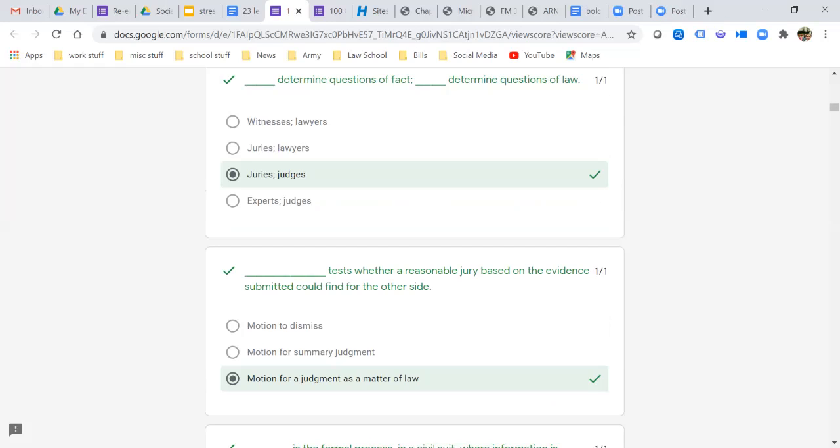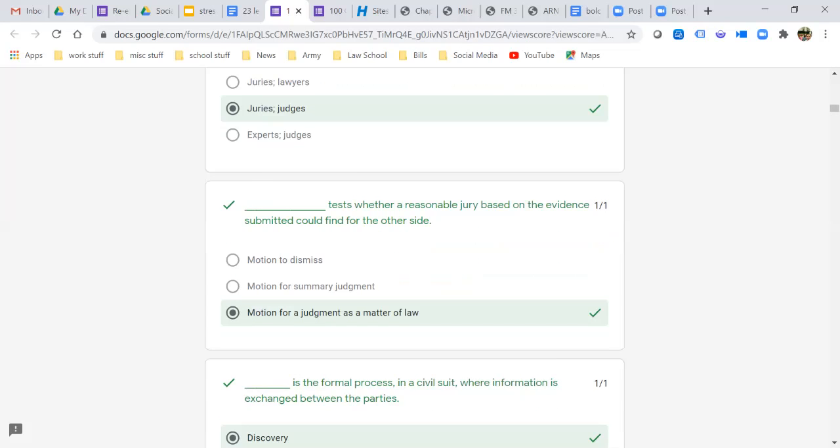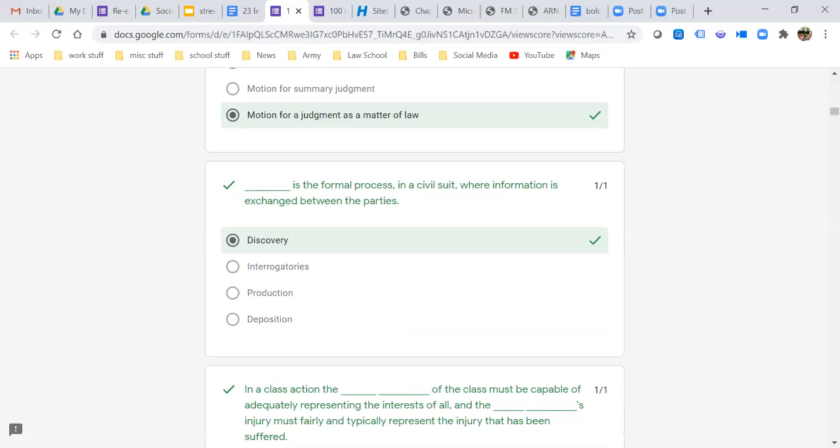Motion for judgment as a matter of law. You need to know this term by heart. Motion for a judgment as a matter of law tests whether a reasonable jury, based on the evidence submitted, could find for the other side. So again, judgment as a matter of law tests whether a reasonable jury, based on the evidence submitted, could find for the other side.